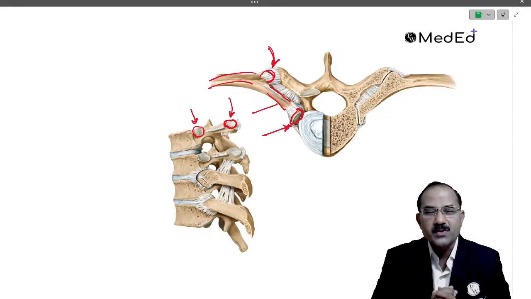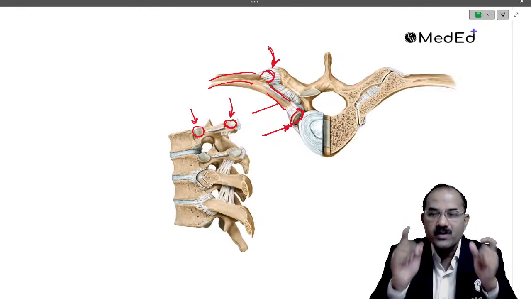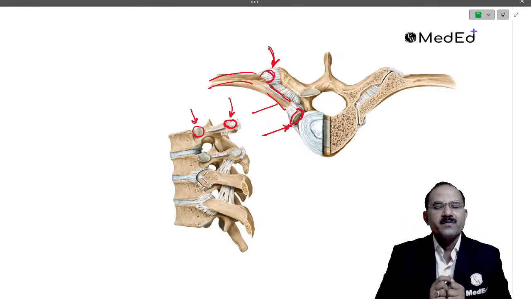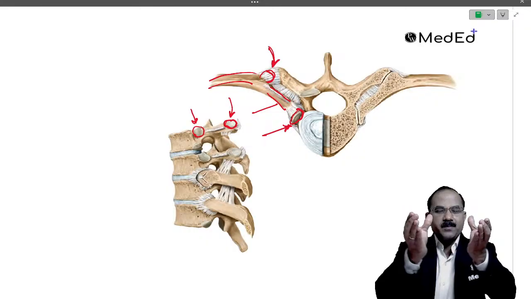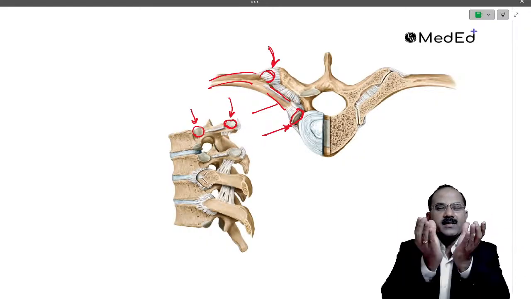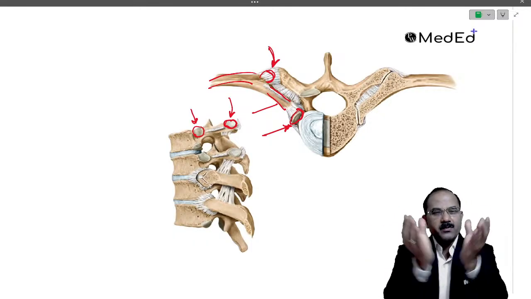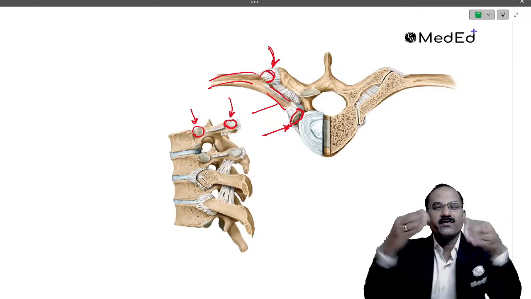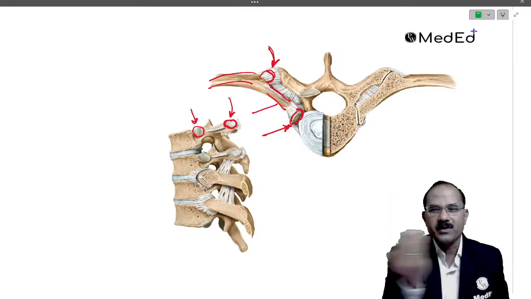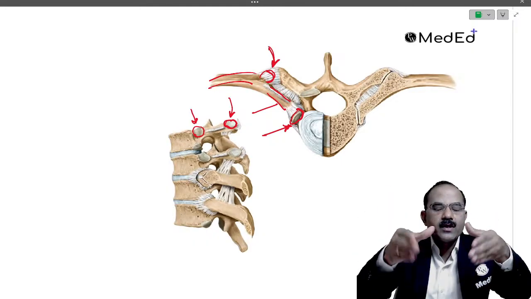There are movements which take place at these joints, and the examiner will ask you to demonstrate the movements of the ribs. There is one movement in which the rib goes up and goes down. This is known as the bucket handle movement. This must have been done in physio also. This bucket handle movement is going to change which diameter of the thorax? The transverse diameter.